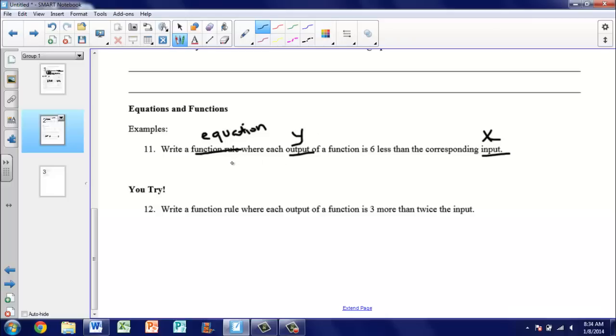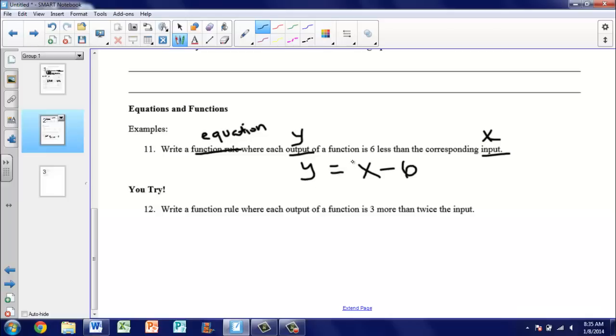So what we're going to do with this sentence really is just translate it like we did problems last semester. So write a function rule, so that's an equation where each output, so that's going to be a y, of a function is, and remember the word is means equals, and next it says 6 less than the corresponding input. So we really want 6 less than x. Remember, less than was our special word that told us subtraction, but we had to switch the order. So in English, the 6 came first. When we translate, the 6 comes after the subtraction sign, and then the x will go in front, so that our equation is y equals x minus 6.